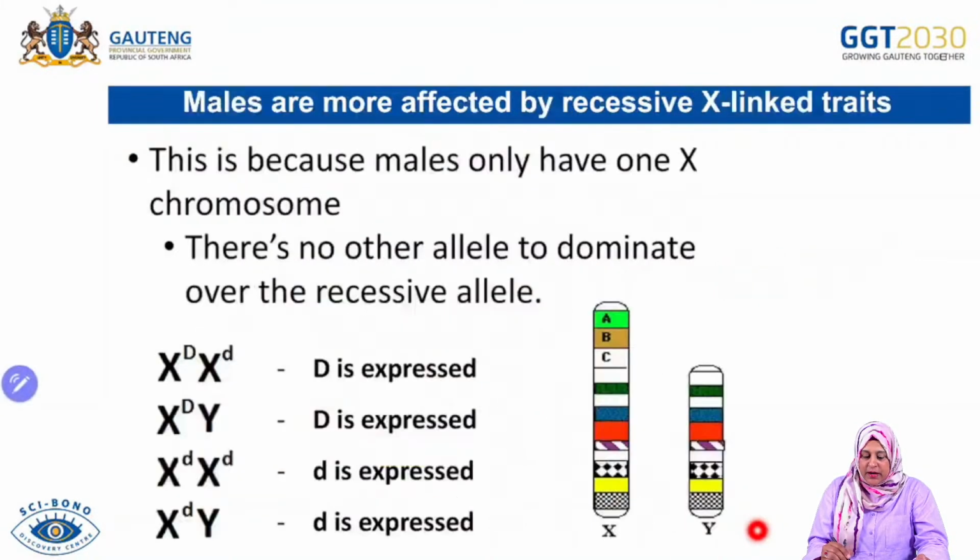Okay, so let's look at what I'm saying. Males are more affected by recessive X-linked traits. Why? Because they only have one X chromosome and they do not have the second X to mask the effect of that. So here, if you find D is dominant, the dominant allele will be expressed there for the female, and for the male here. And in here, the female will have the recessive allele expressed, and here for the male, he will have the recessive allele expressed there as well.